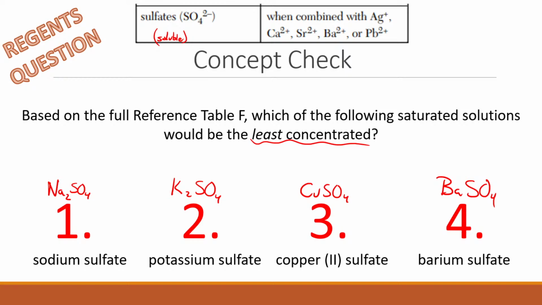In this case, the correct answer is choice 4. Barium sulfate would make the least concentrated solution. And the reason for that is that it is the only one that is insoluble.